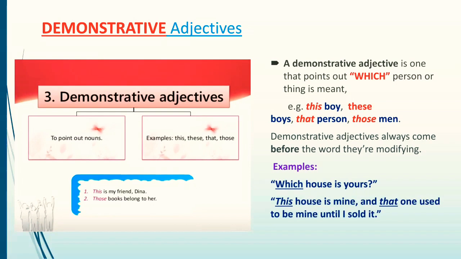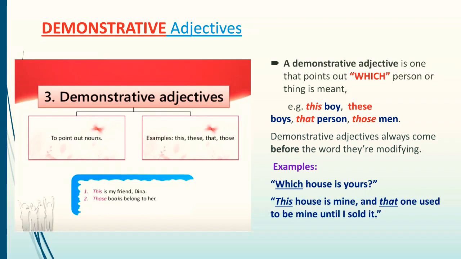Demonstrative adjectives. A demonstrative adjective is one that points out which person or thing is meant. Examples: this, these, that, those. This boy, these boys, that person, those men. Demonstrative adjectives always come before the word they are modifying.